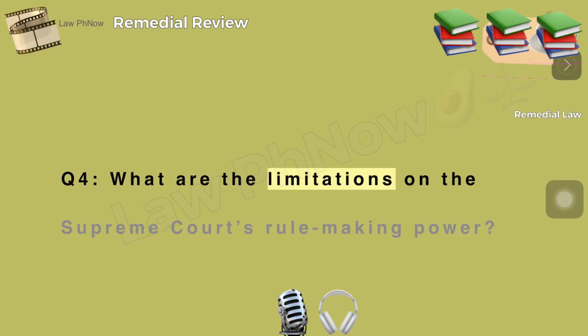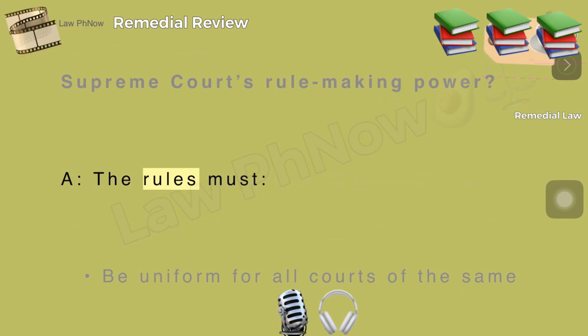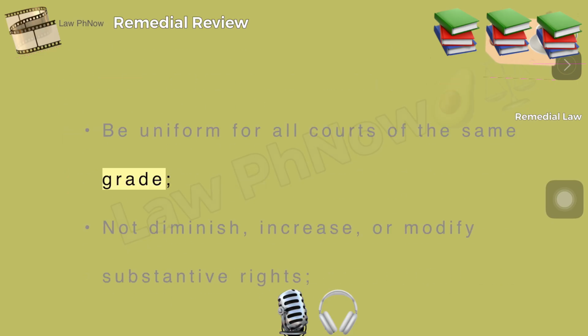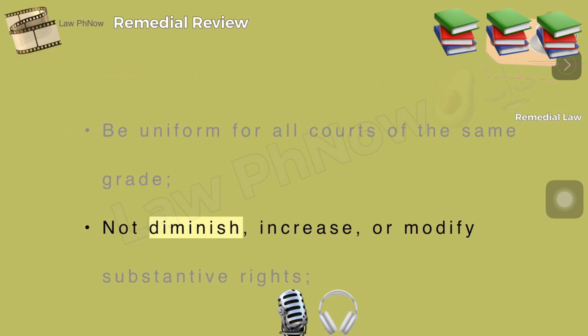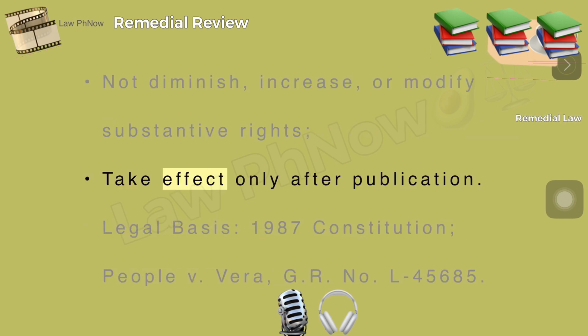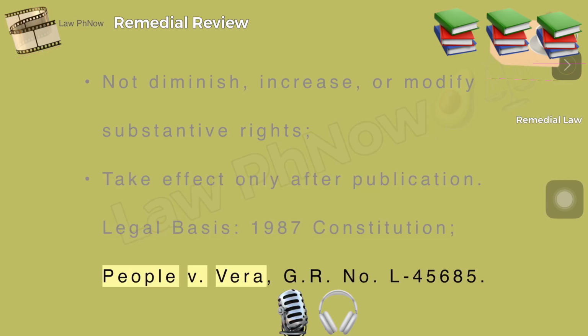Q4, what are the limitations on the Supreme Court's rulemaking power? A. The rules must be uniform for all courts of the same grade. Not diminish, increase, or modify substantive rights. Take effect only after publication. Legal basis, 1987 Constitution, People v. Vera, GR No. L-45685.